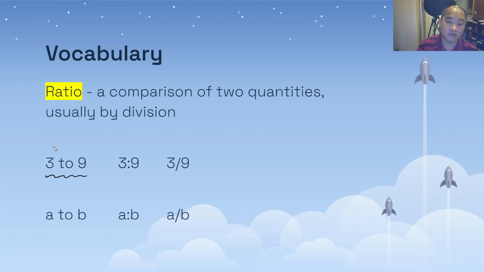For example, I have 3 books to every 9 students that I have. So if I'm comparing the number of books to the number of students, then I could use this ratio, right? And I could also write it like this, 3 to 9 or 3 over 9. And it can also be done with variables, A to B, A over B.